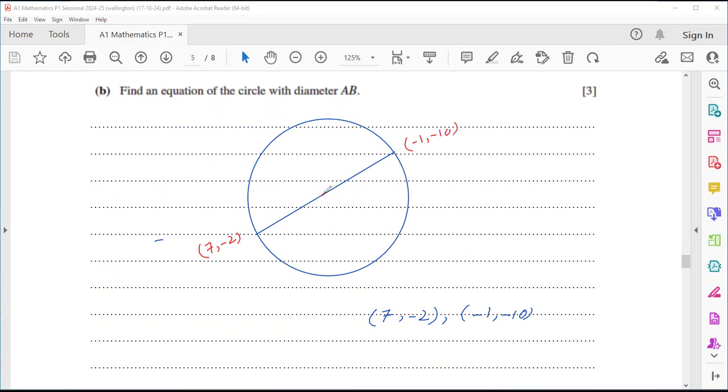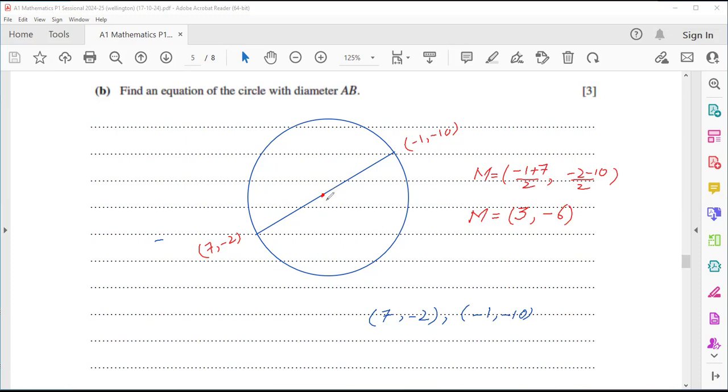We know that this one is the midpoint, the center of the circle over here. So the center of the circle is the midpoint of this one, I will call it M. M is equal to (minus 1 plus 7) divided by 2, and the second one is (minus 2 minus 10) divided by 2. So M will be equal to 6 by 2, which becomes 3, and the second one is minus 12 by 2, that becomes minus 6.